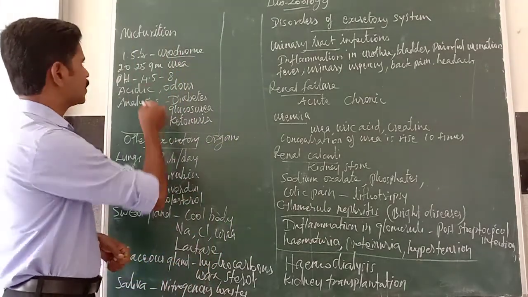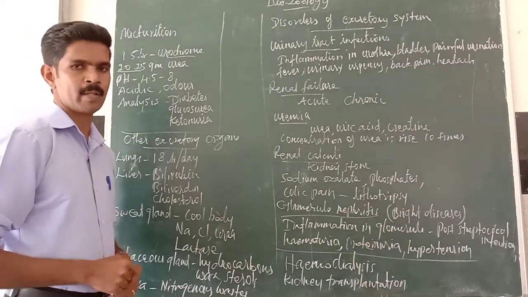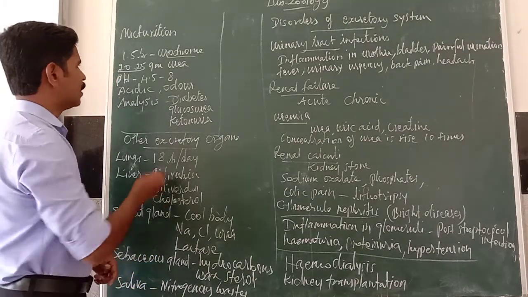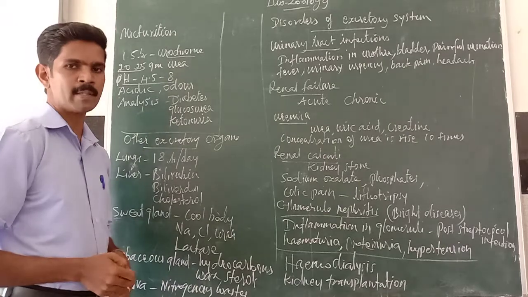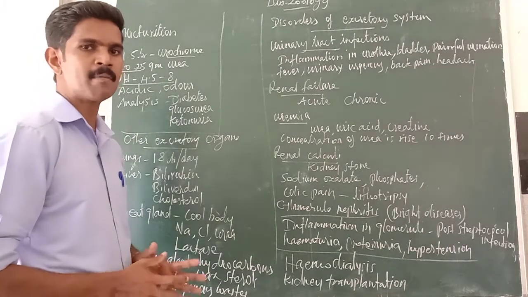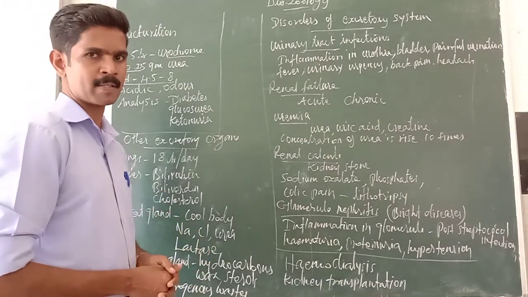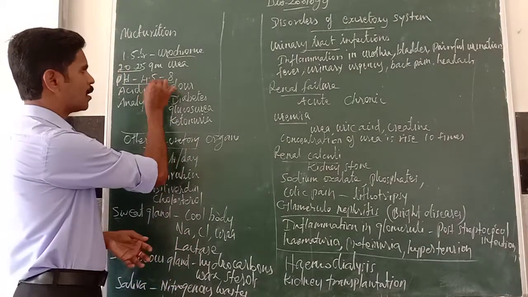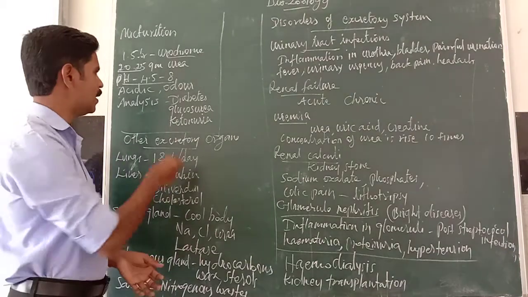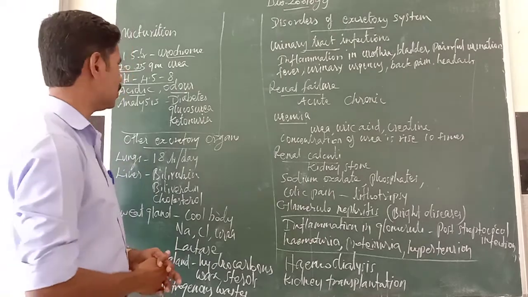The next point is that a maximum of 20 to 25 grams of urea is present in our urine. Then the pH value of the urine is 4.5 to 8. The pH value changes a little from person to person. It is slightly acidic in nature, and an odor, meaning a smell, is also there.